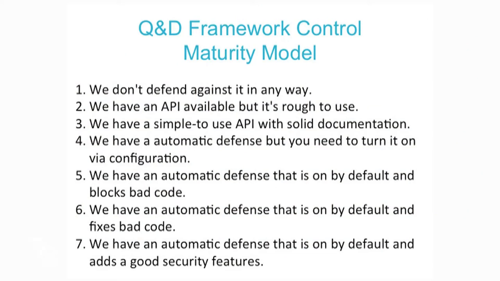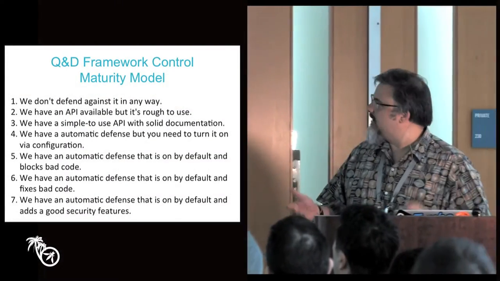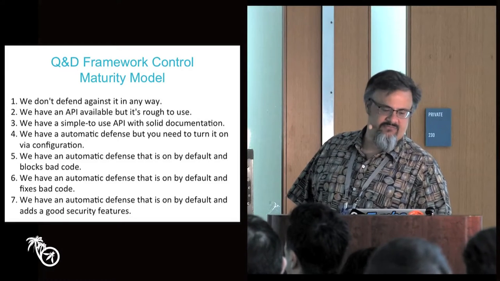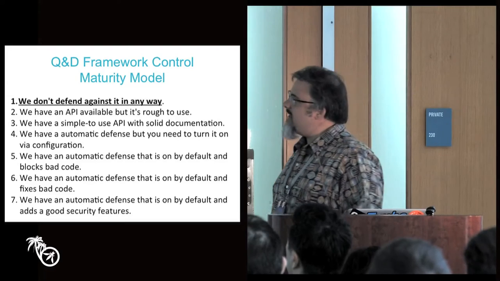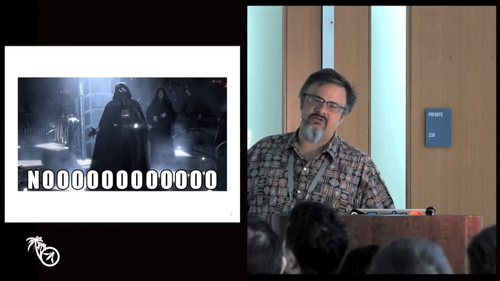So let's start with a quick and dirty framework control maturity model. When we look at Spring or Struts or Ruby on Rails or Go or Node, whatever your framework of choice is, we want to look at the needed controls to build secure software and measure how good the framework is at putting that control into the framework. So this is my quick and dirty maturity model when we analyze a control and look at it within a framework. The first one is, of course, we don't defend against it in any way in our framework. That's just straight up no, don't do that.